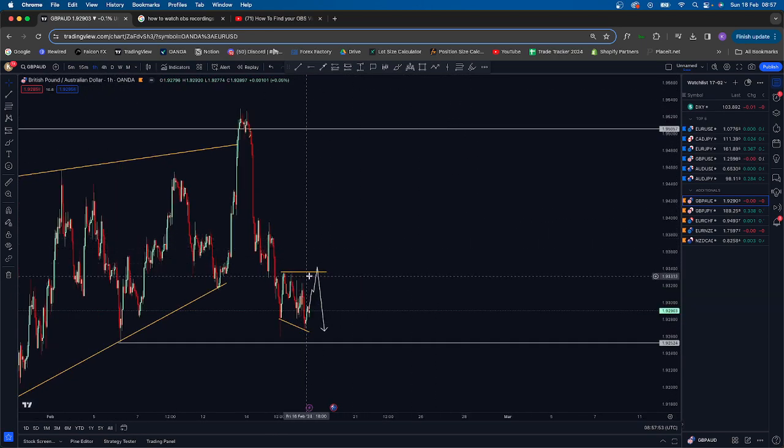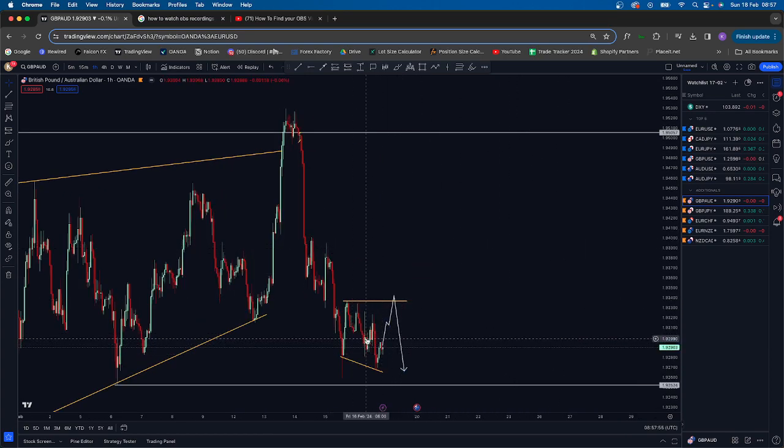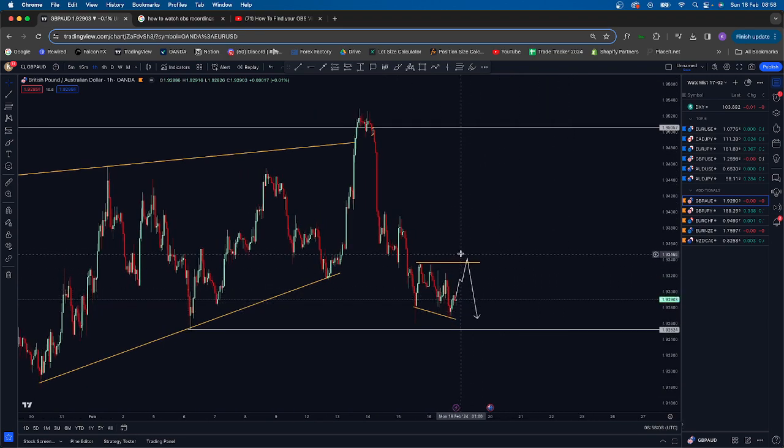I am looking for price. We are forming this correction here. I'm looking for price to just tap into here. So 1, 2, even though the second point didn't touch the bottom here, but we do have this middle section. I'm looking for price to move up here, just to tap into this area, come back down and push to the downside.